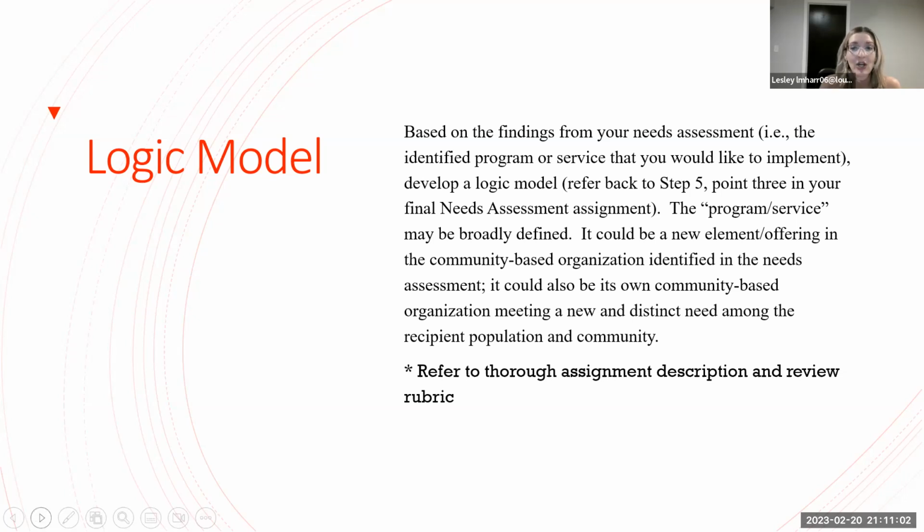So the next thing with our logic model assignment is we need to figure out how we are going to implement that service. What sort of resources do we need to implement it? What kind of inputs do we need to implement the service or offering or organization? And then what do we hope to change? What are the outputs? What do we hope to increase in the community?